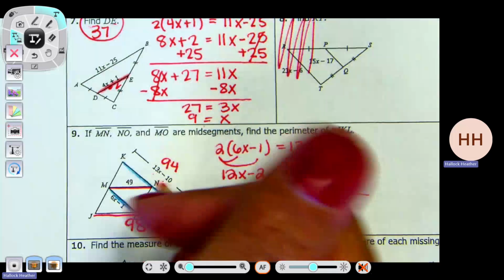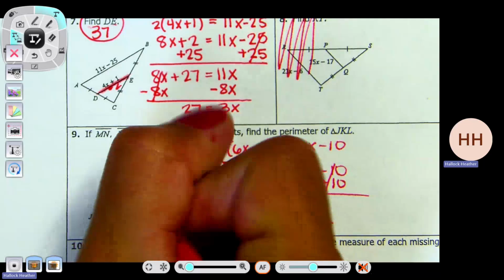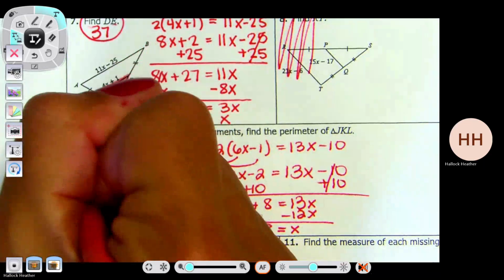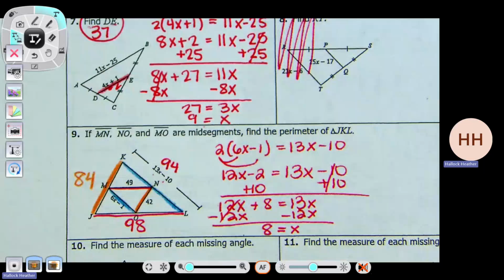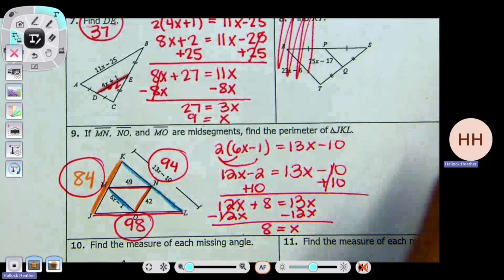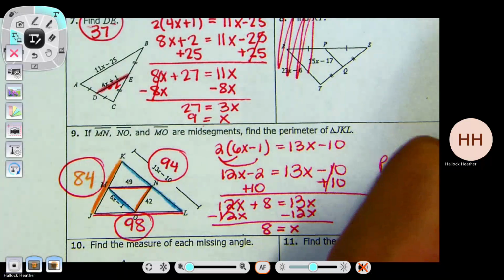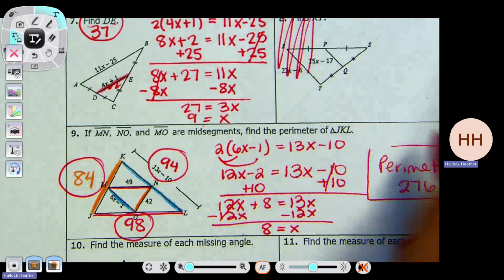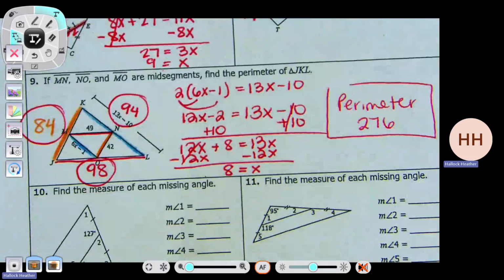The last side is 42. 42 matches with this side. So how much is this side over here? 84. The last step is to find the perimeter. So you just add up all the sides on the outside. So we add up these three numbers and that gives me my perimeter. How much total is it? 276. Nice.